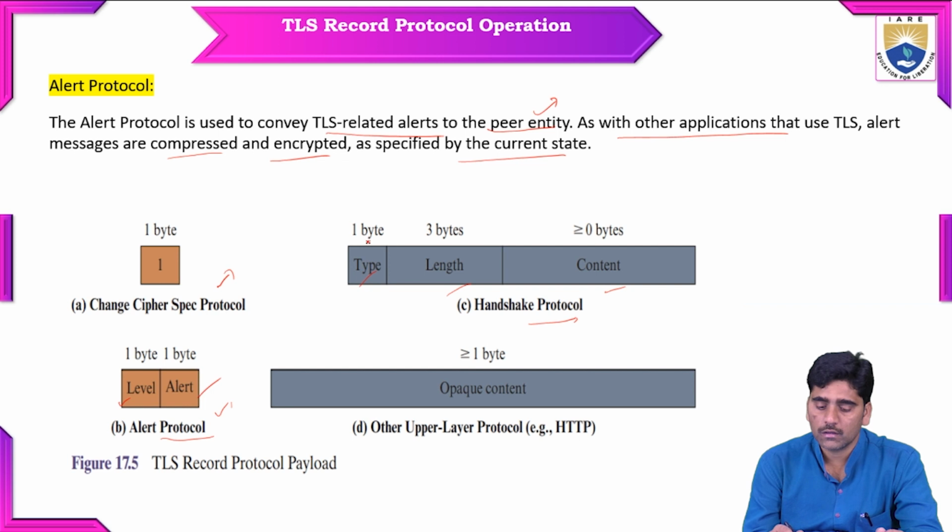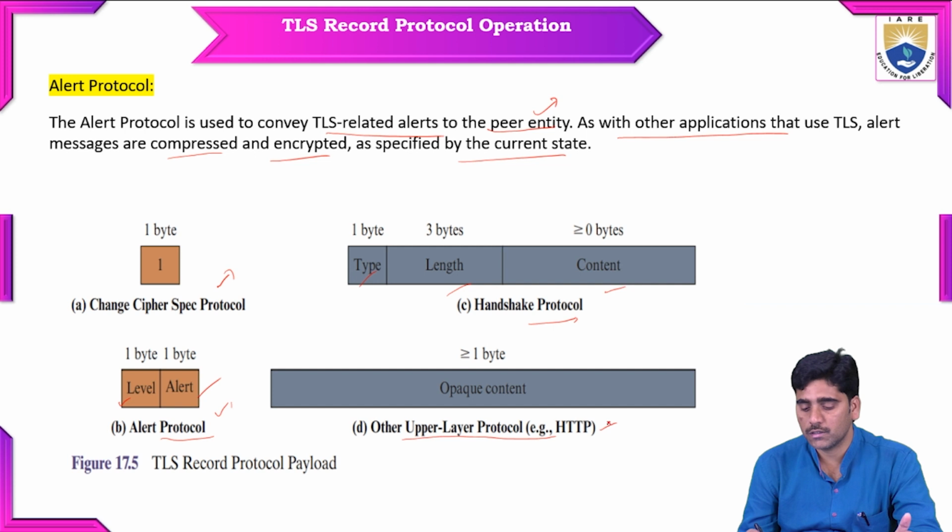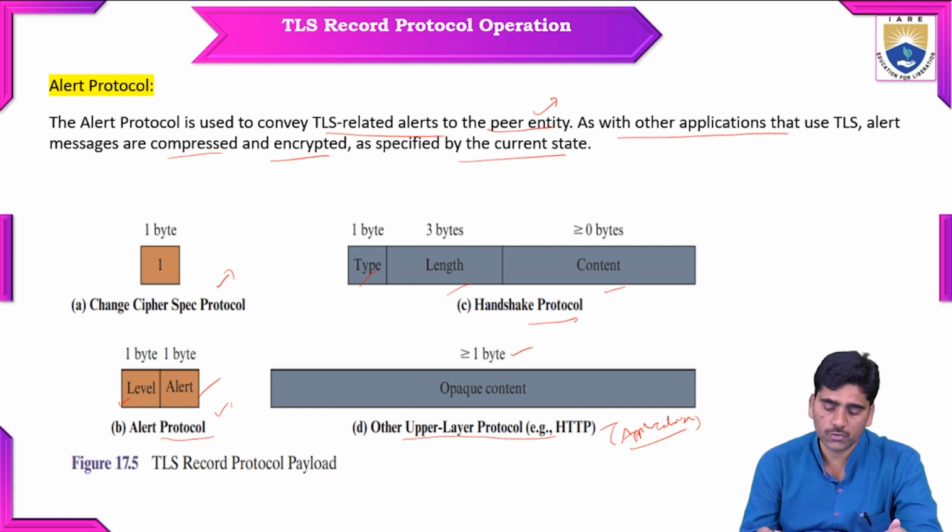So that is, type is 1 byte and the length of the protocol is 3 bytes. Length of the data is 3 bytes, and the content of the protocol is greater than or equal to 0 bytes. And other upper layer protocols indicate application-specific protocols, which is greater than or equal to 1 byte. So this is all about the TLS record protocol payload.